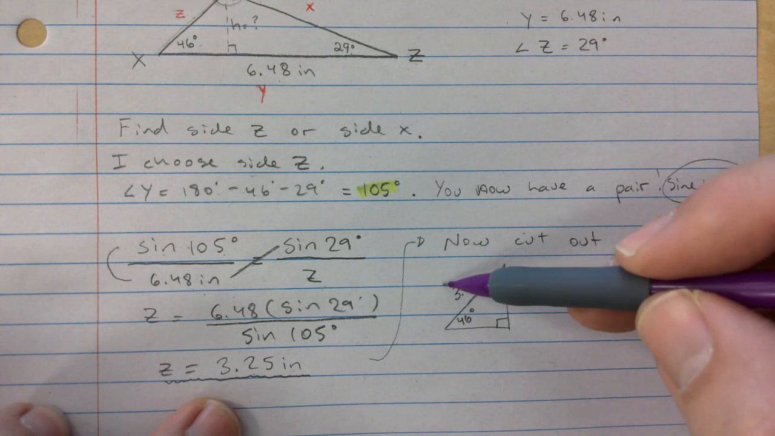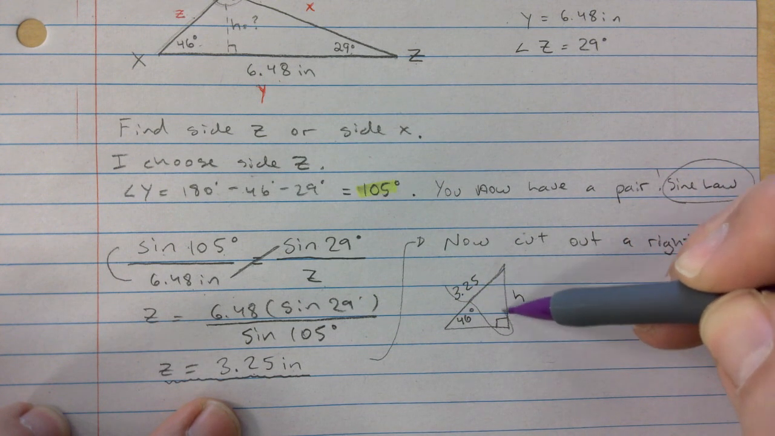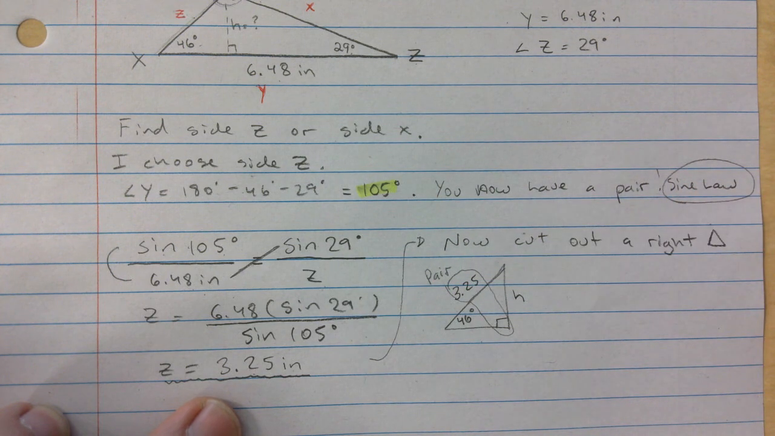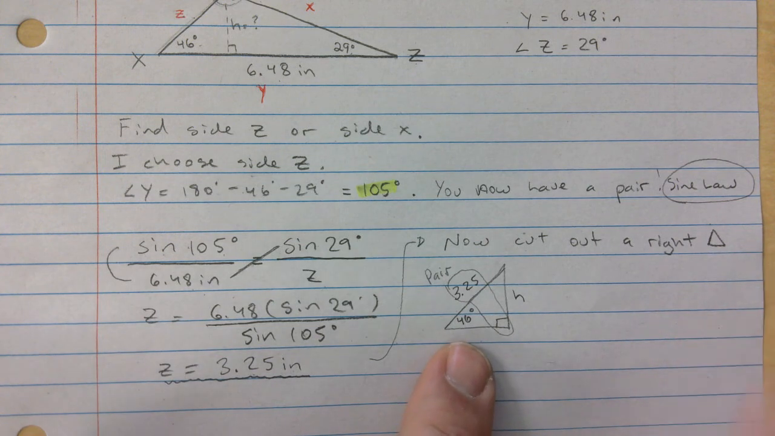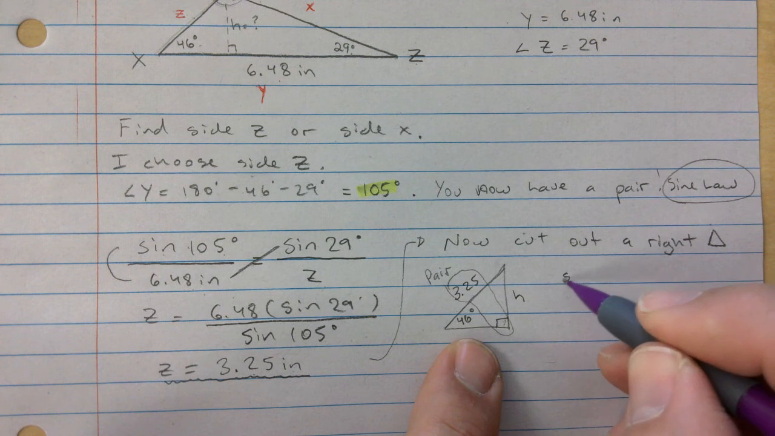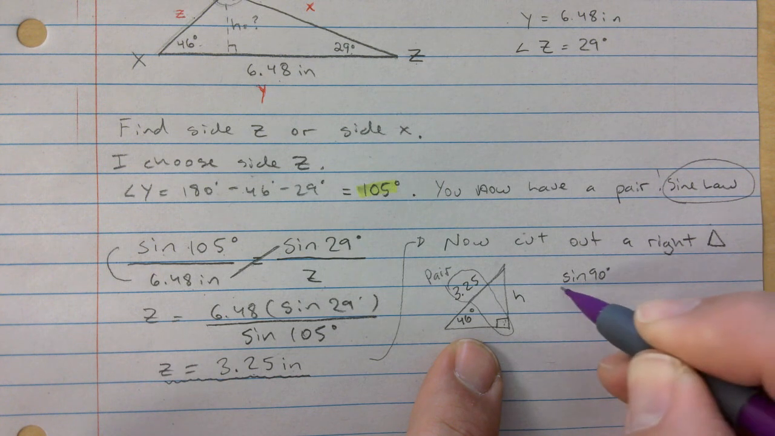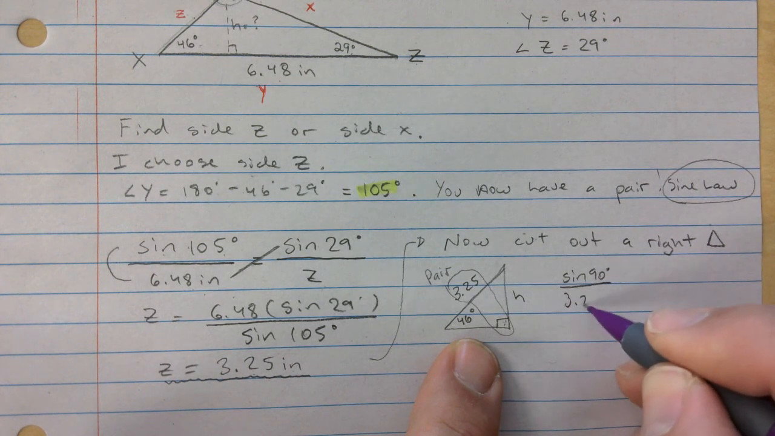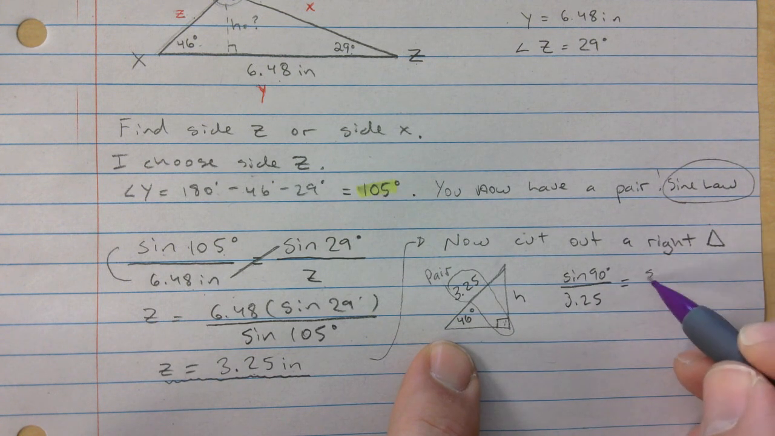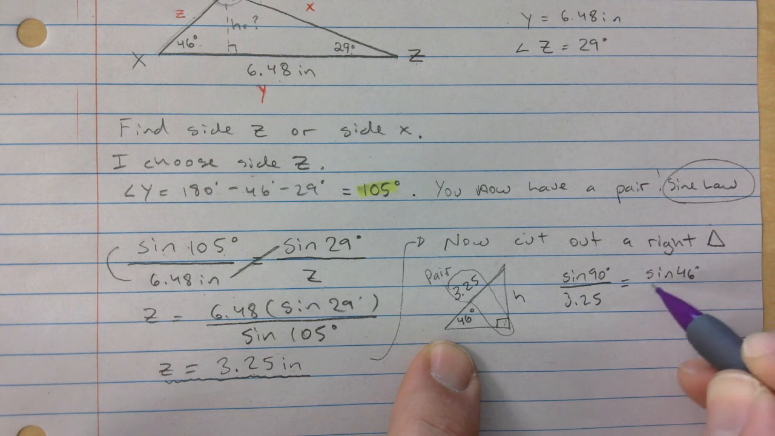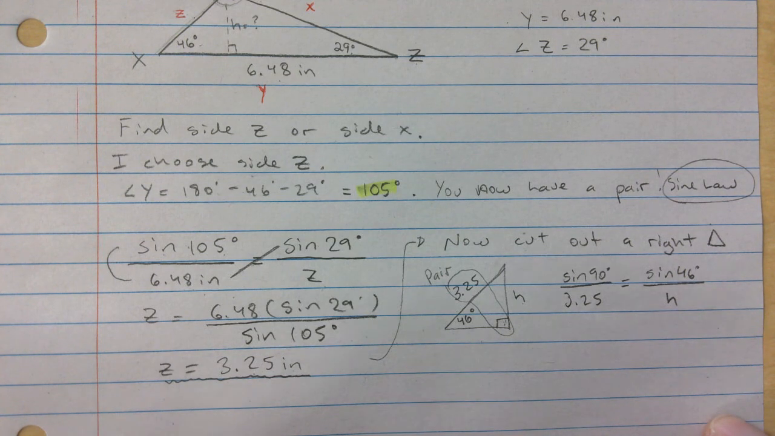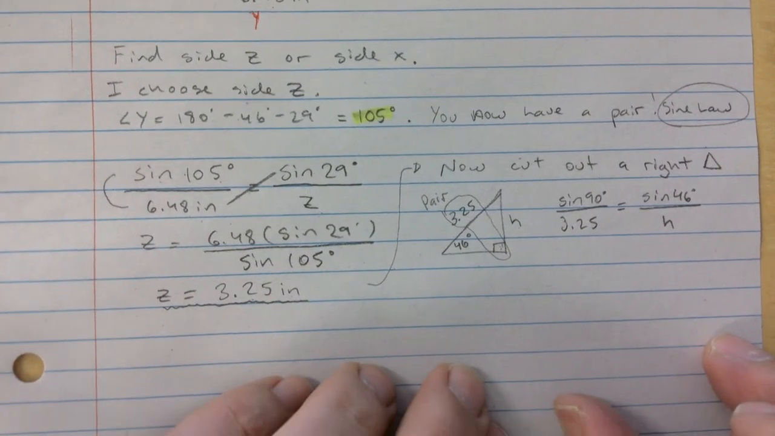Okay? And if you can tell, you should be able to see that this is a pair. It's a pair because this is 90 degrees. That box is actually known to us. So you go sine of 90 degrees over 3.25 is equal to sine of 46, because 46 is across the side that we're after, which is height. Not the hypotenuse, it's the height in this case.